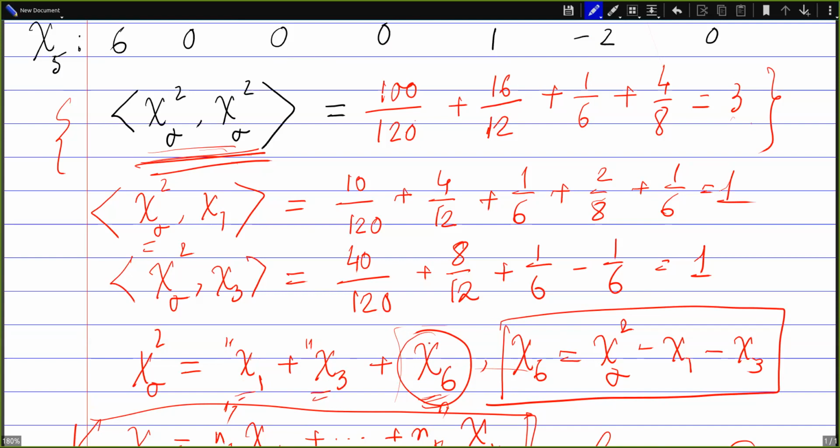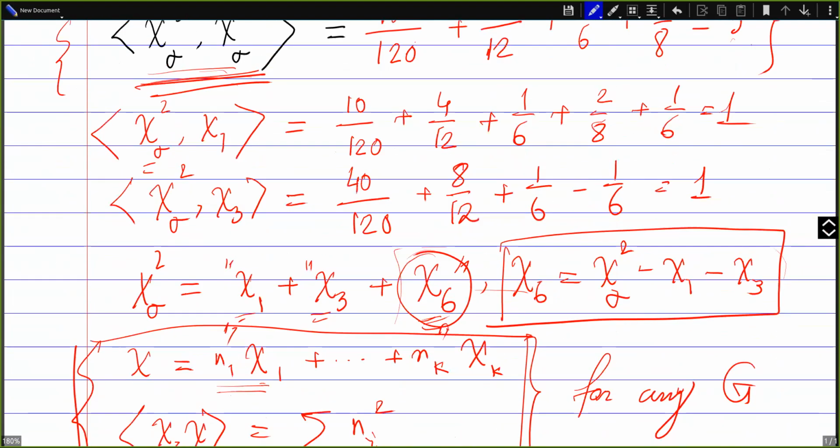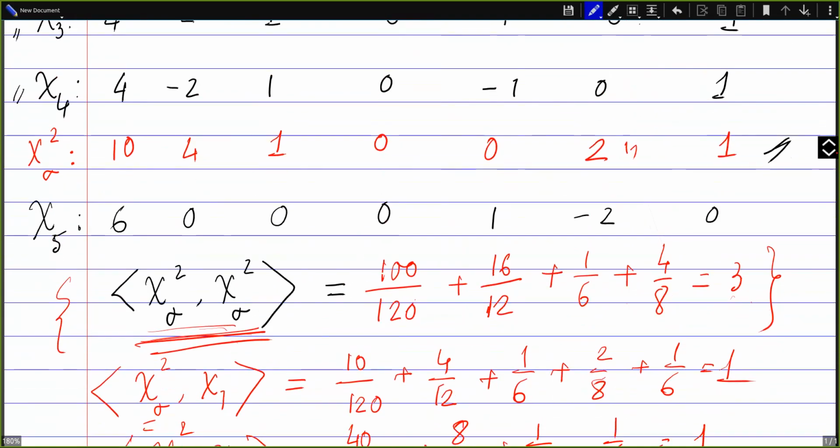Yeah, so that forces that there can be exactly one irreducible character whose multiplicity is 1. We have denoted that by chi 6, and it is quite clear to us that chi 6 has dimension 5. So this is a different irreducible character, and the values of chi 6 can be found from the values of chi sigma square, chi 1 and chi 3. Let's now, using this formula, compute the values of chi 6.